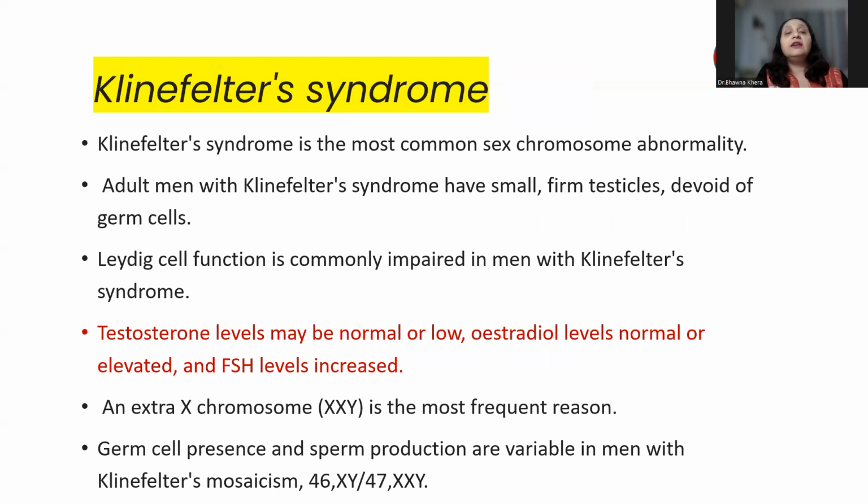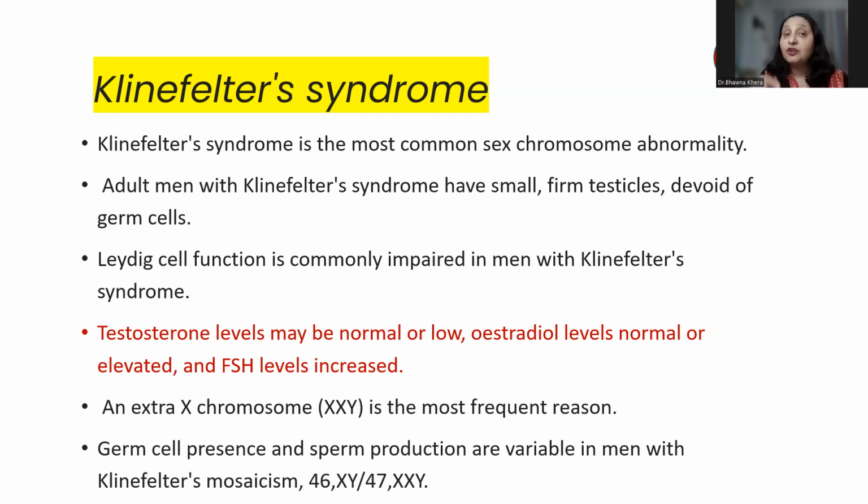Klinefelter syndrome. Klinefelter syndrome is the most common sex chromosome abnormality. Adult men with Klinefelter syndrome have small, firm testicles devoid of germ cells. So there is again azoospermia. Leydig cell function is commonly impaired in these men, and testosterone levels may be normal or low, estradiol levels normal or may be elevated, and FSH levels are increased.